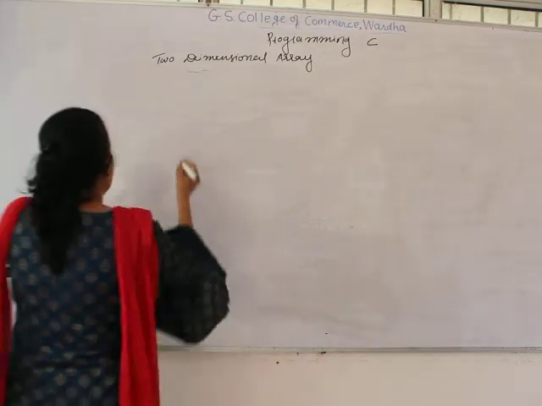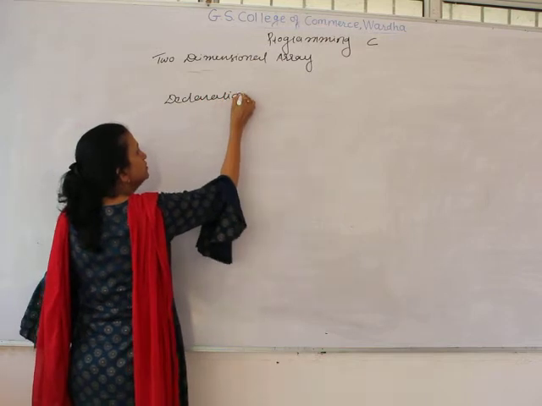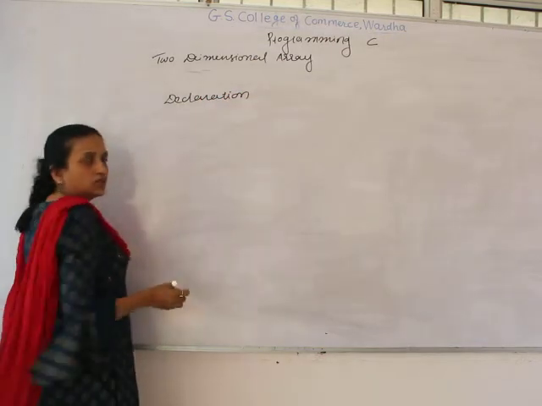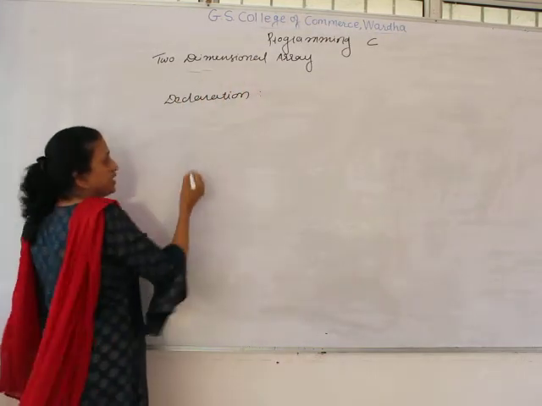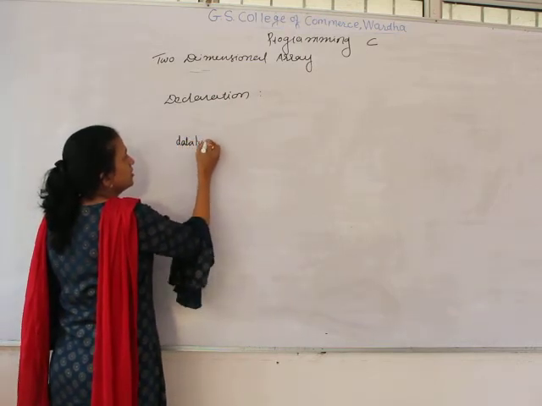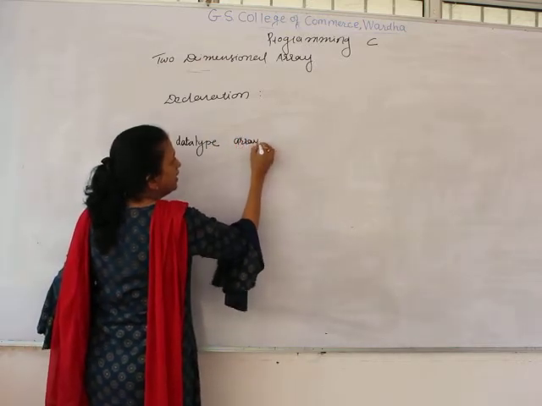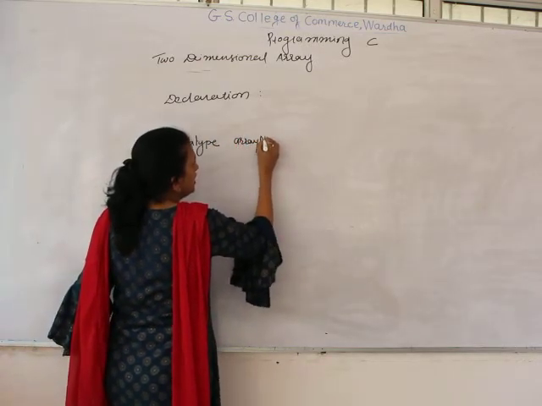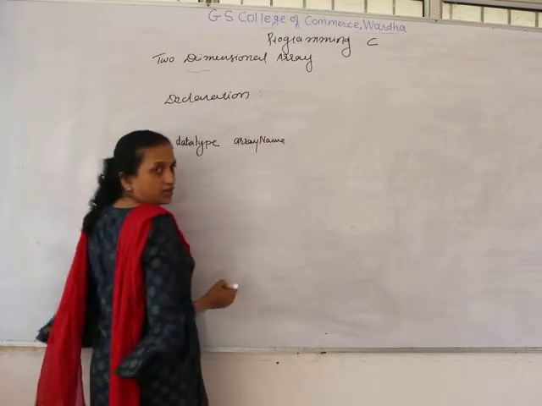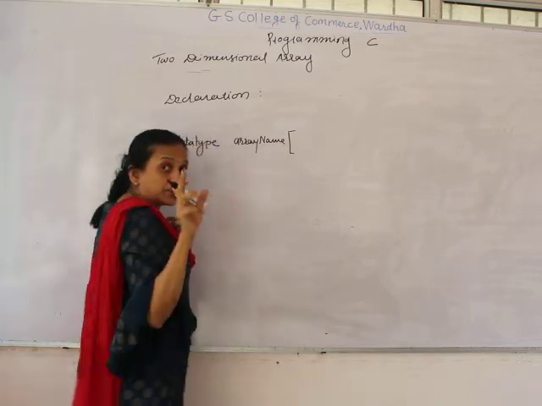Now, declaration of two-dimensional arrays. The declaration of a two-dimensional array is: data type, array variable, or you can say array name, and this is the first subscripted value.